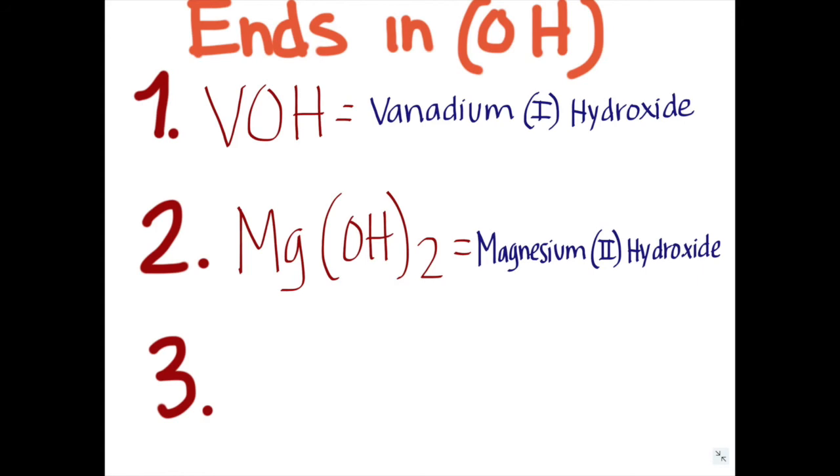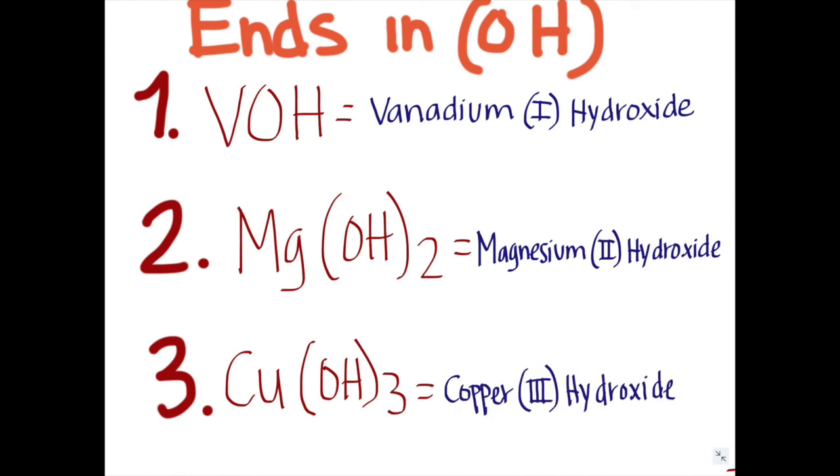The third example is Cu(OH)3. If you check the periodic table, Cu is copper, which is a transition metal. So you cross them out and it will be copper 3 hydroxide.